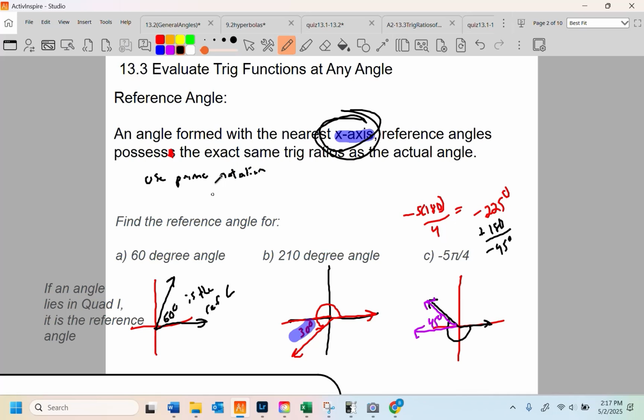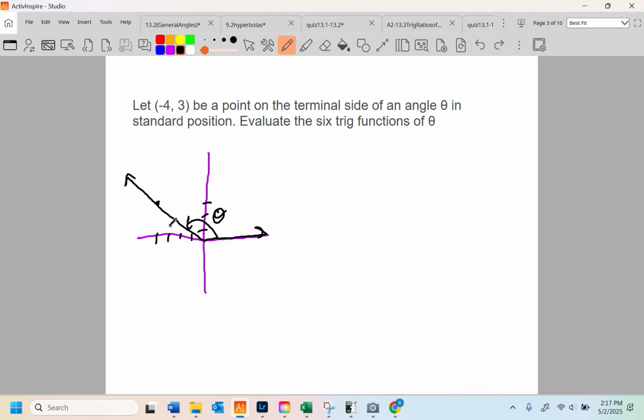So for this guy, the reference angle is actually called theta prime. It's got a little prime symbol. I know that's kind of hard to see. But anyways, I'm just going to start over on that diagram. It got so crooked.